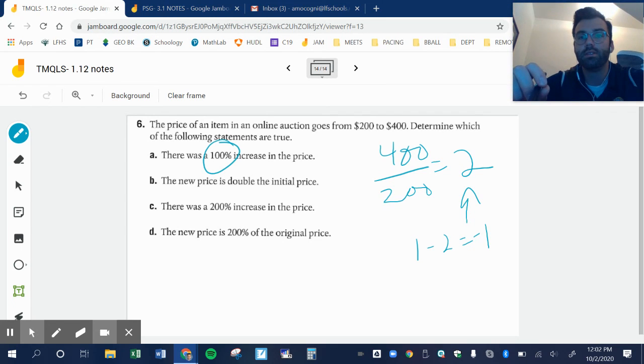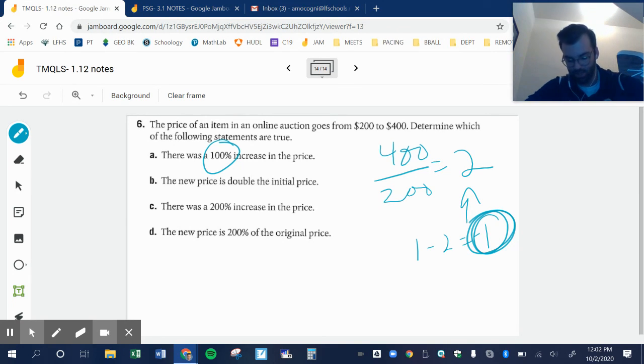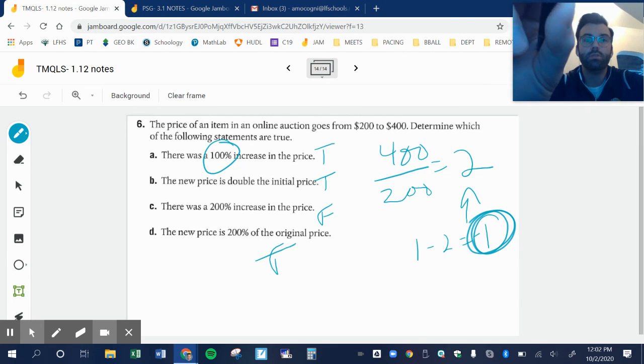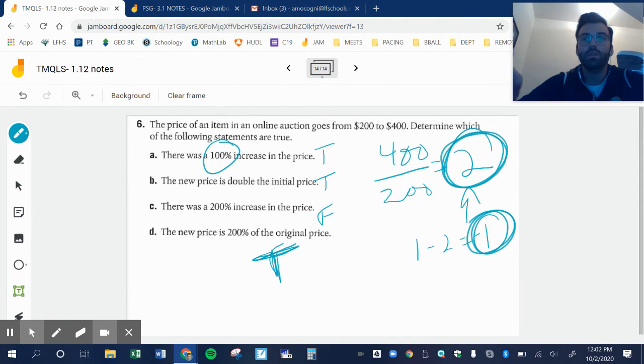The new price is double the initial price. Is that true? Well, yeah. There was a 200% increase in price? No, it was 100%. The new price is 200% of the original. That is true, because this is 2. It's not a 200% increase. It's a 100% increase, because I have to take that 100% off, but it is 200% of the original price.